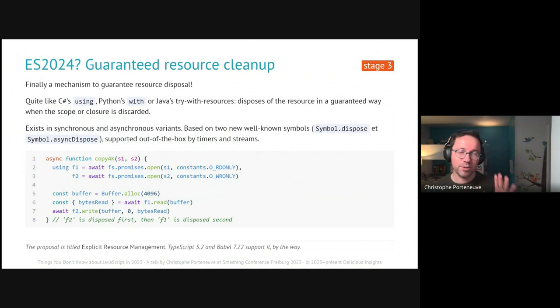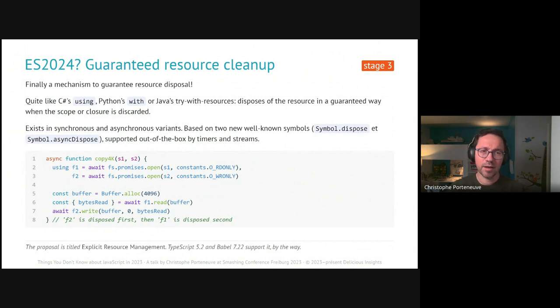It's called Guaranteed Resource Cleanup. And there's actually a general name for that in software engineering called RAII, Resource Acquisition Is Initialization. And that's something that you already have in C# with using, in Python with with. When you do Java, it's the try-with-resources approach. You have that in Swift also, I think.